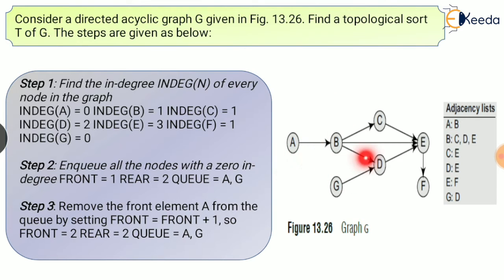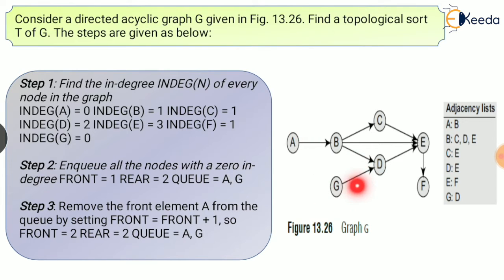Now the in-degree of B is 1 edge. The in-degree of C is 1, one edge. The in-degree of D is 2, because one edge is coming from B and another edge is coming from G. The in-degree of E is 3, because there are 3 edges coming to the vertex E. The in-degree of F is 1, and the in-degree of G is 0 because there is no edge coming to the vertex G.